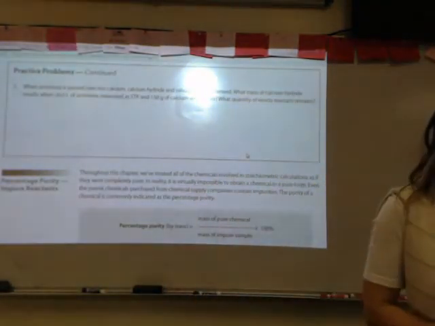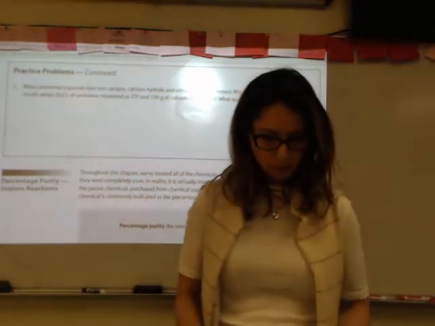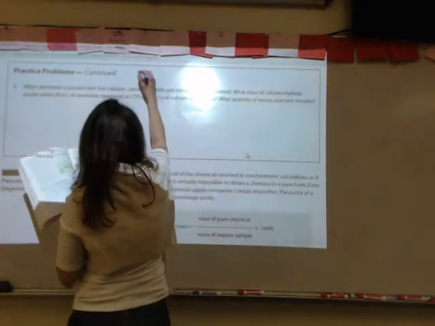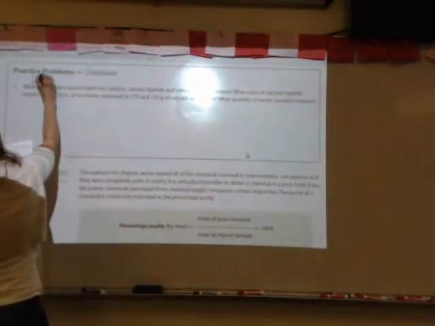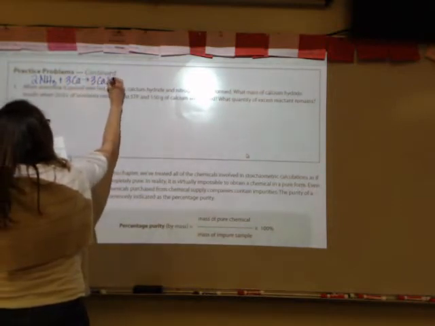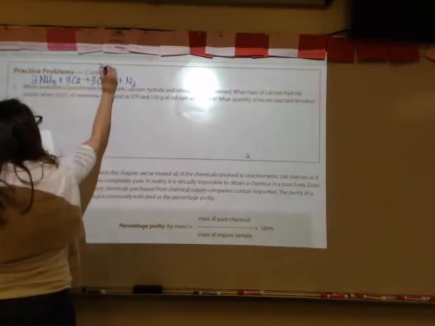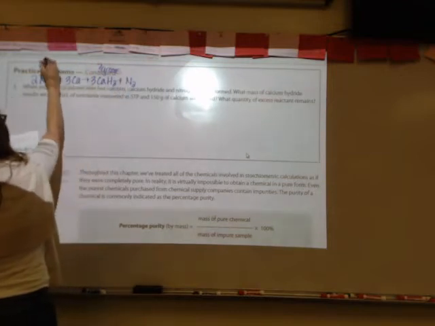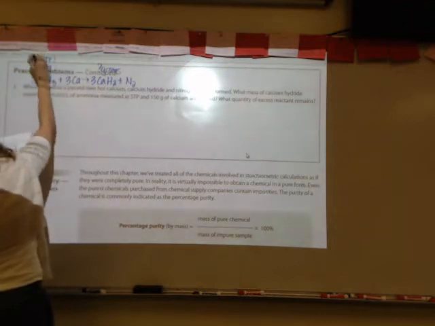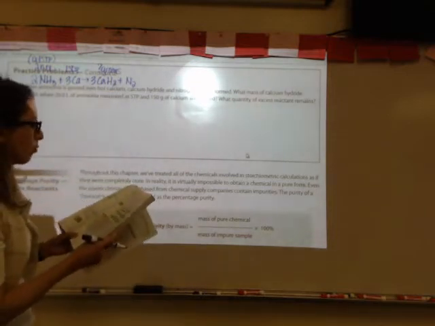For number 3, it says when ammonia is passed over hot calcium, calcium hydride and nitrogen gas are formed. So the balanced equation here is 2 NH3 plus 3Ca forms 3CaH2 and N2. What mass of calcium hydride results when 20 liters of ammonia is measured at STP and 150 grams of calcium react?